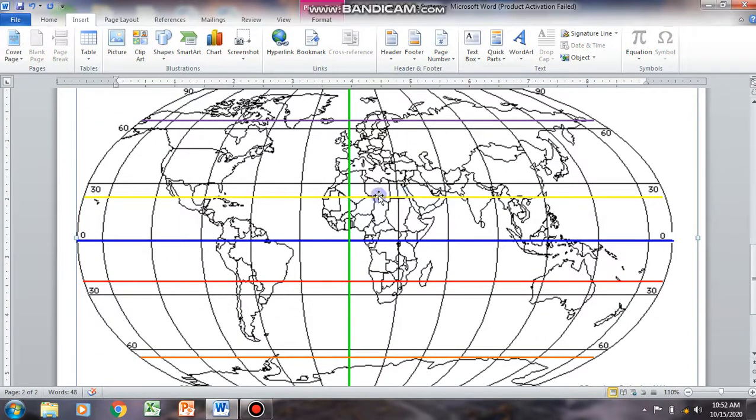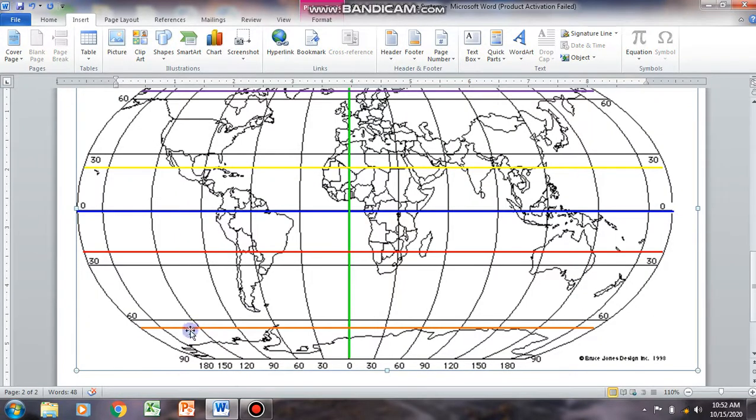And then the other lines, like this one, the purple line, it indicates the Arctic Circle, which is located 66.5 degrees north. Yung yellow line is the Tropic of Cancer, which is 23.5 degrees north. Ang kabaligtaran naman ni Tropic of Cancer is Tropic of Capricorn, which is located 23.5 degrees south. And then the last one is the Antarctic Circle, located 66.5 degrees south.